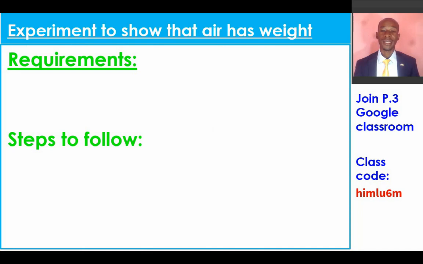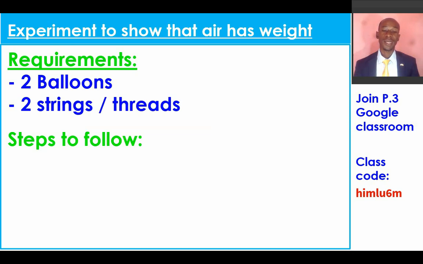Experiment to show that air has weight. We need to list the requirements needed, then the steps to follow. Do you know some? These are some of the requirements. Let's begin with requirements. We need 2 balloons. They can be of the same color or different colors, but it is better when they are of different colors. Next, we need 2 strings or threads.